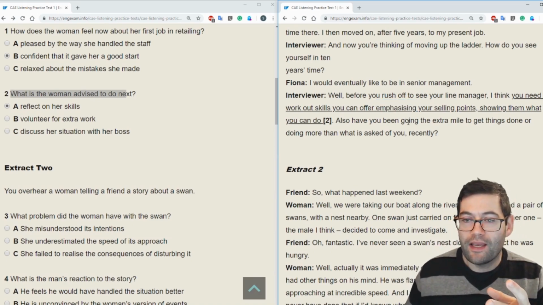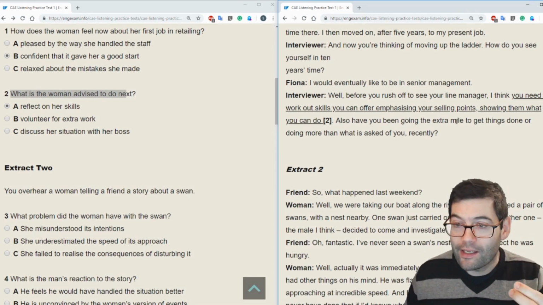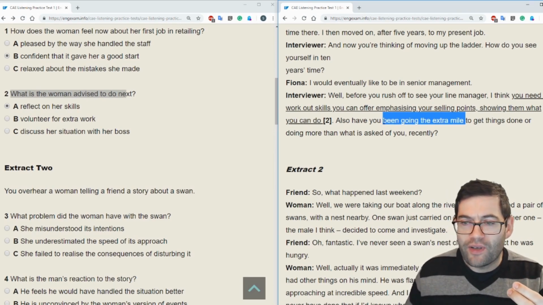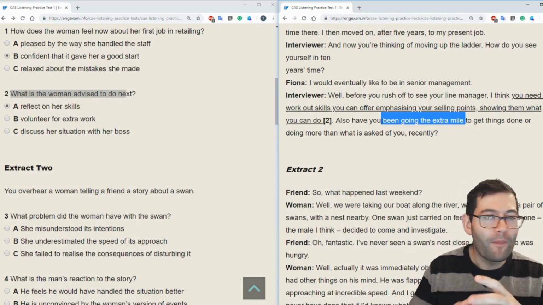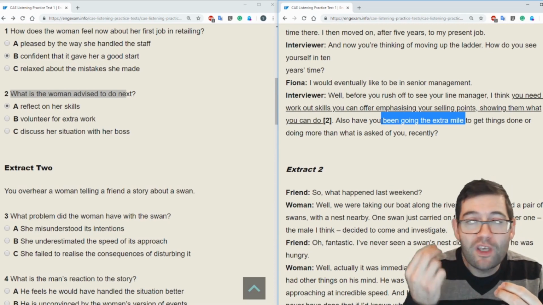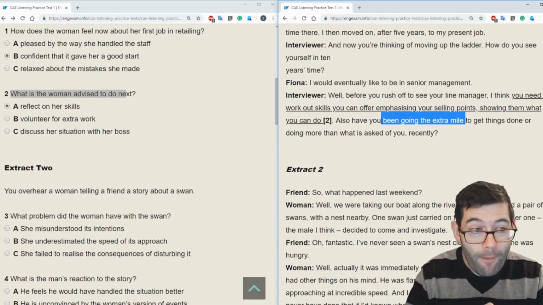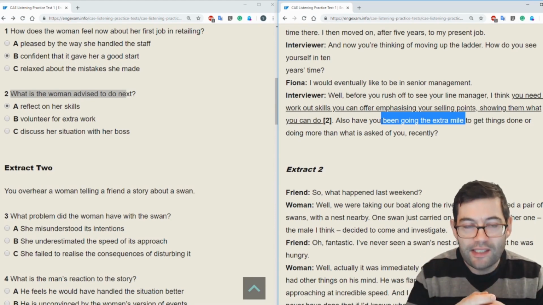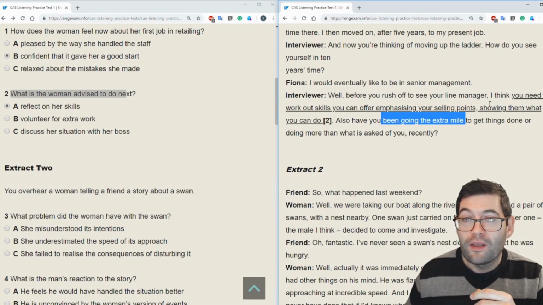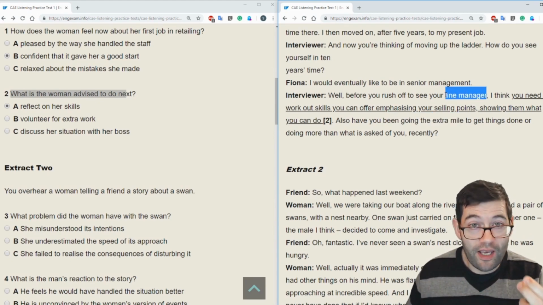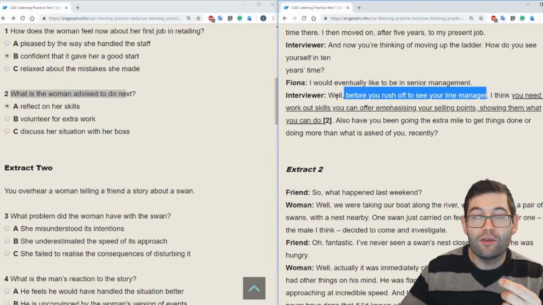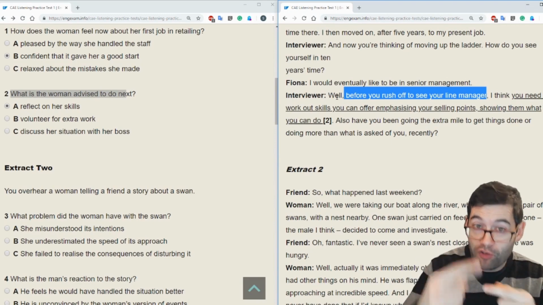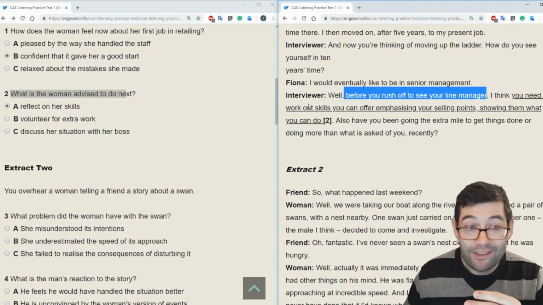There's nothing here about volunteering specifically. There is some information here. Also, have you been going the extra mile? So it indirectly talks about volunteering, but not specifically, and we're looking for specific vocabulary links. So the answer isn't B. And is the advice she's getting to discuss her situation with her boss? No, line manager is the vocabulary link to boss, but here it says before you rush off to see your line manager. So not discuss the situation with your boss, but before you meet the boss. So that's why the answer is not B or C, and the answer is A.